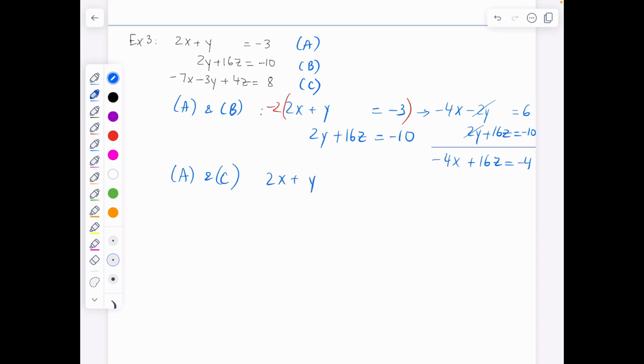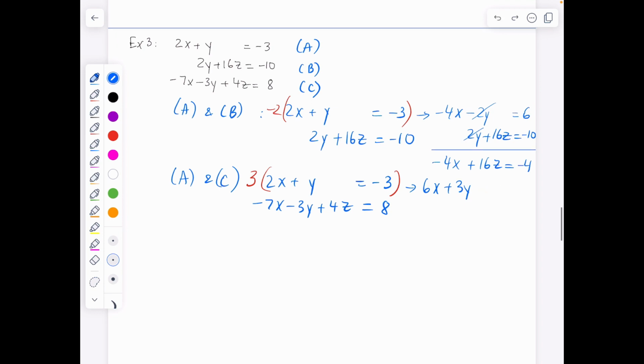That's 2x plus y is equal to negative 3. And negative 7x minus 3y plus 4z is equal to 8. To eliminate y, I just need to multiply the first equation by 3. So that will become 6x plus 3y is equal to negative 9. I'm going to leave a little space for the z, so negative 9 here. And the second equation, we'll just copy it down.